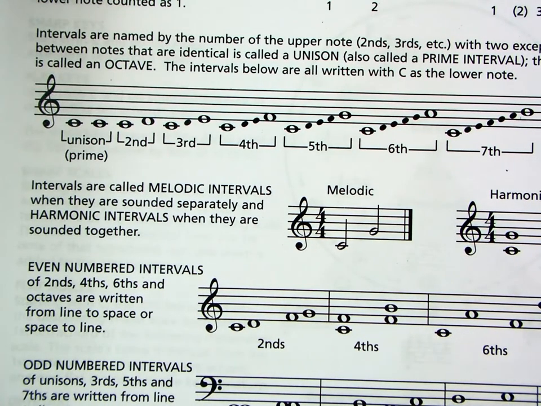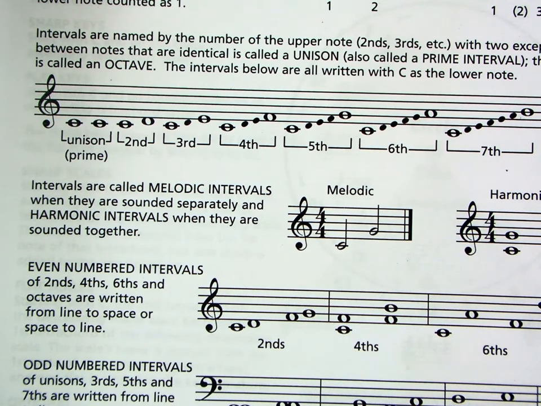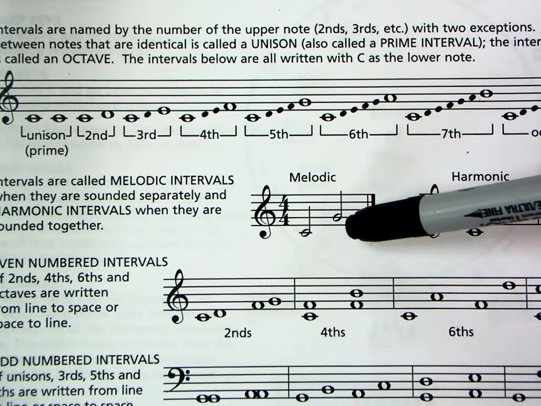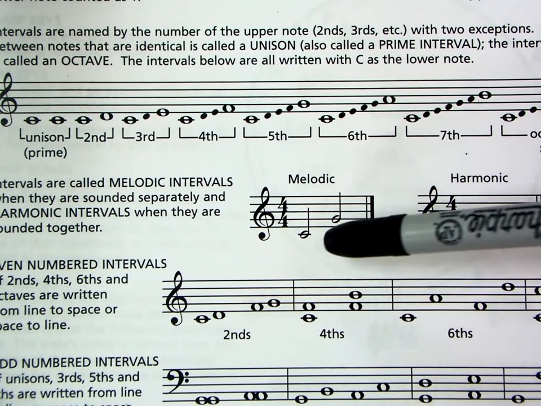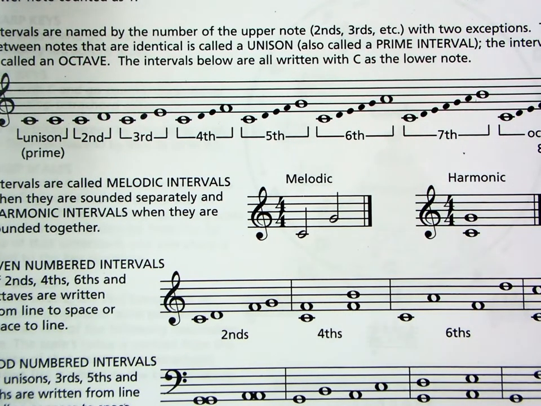Alright, intervals are called melodic intervals when they are sounded separately, and harmonic intervals when they are sounded together. So you can see here, these two notes are separated, so if we were playing the music, we would play a C for 2 beats and then a G for 2 beats. But this is a melodic fifth, right? It kind of creates a melody. You can think of it that way.